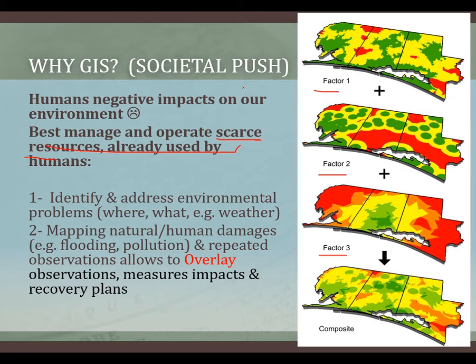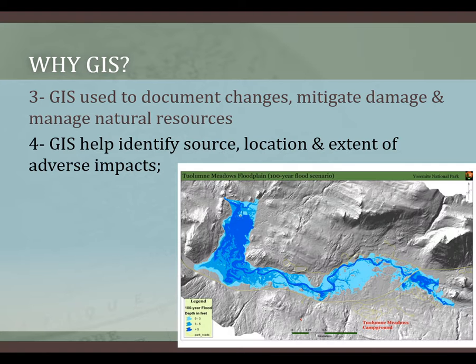So we want to overlay this in each other. And here came the use of GIS, not only answering the question of where, but what are the effects of different things that we did. And this is a beauty about GIS, that we can put different factors into one composite map. And here comes the push for developing and improving the GIS. So GIS is used to document changes, mitigate damage, and manage natural resources.